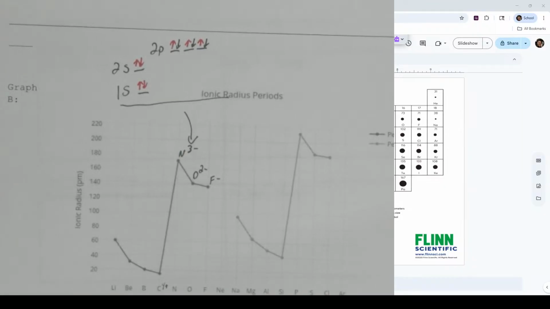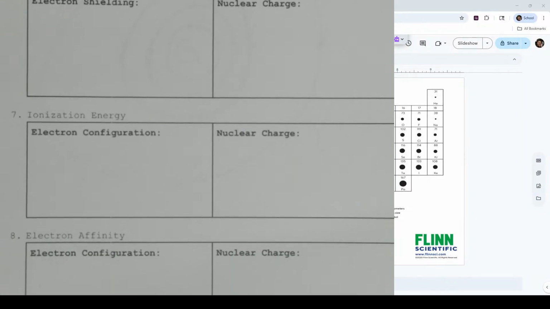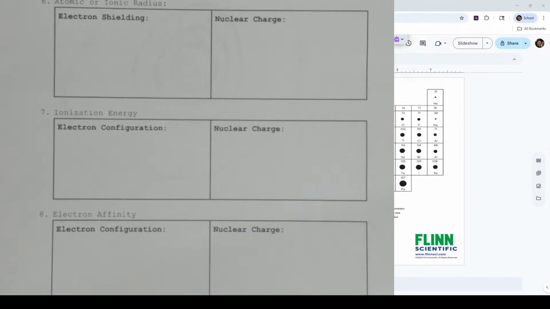Okay, let's continue. Let's keep going. All right, ionization energy. Okay, cool. I've been wanting to get into this. Ionization energy.